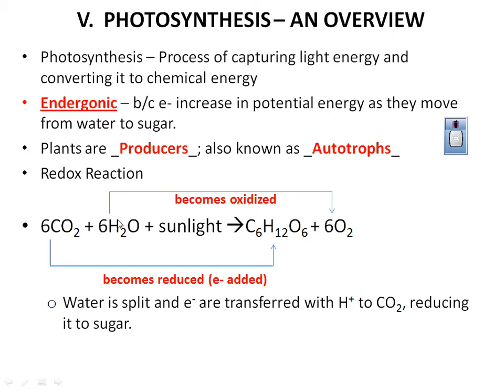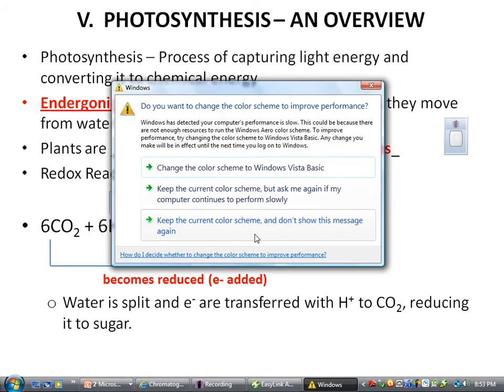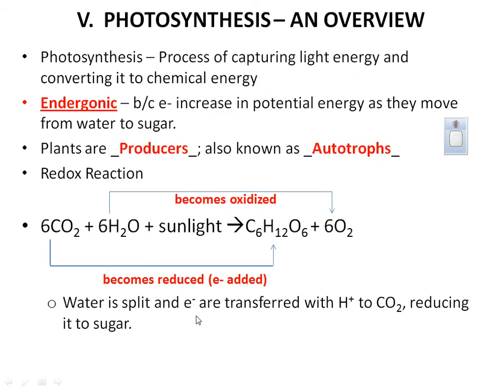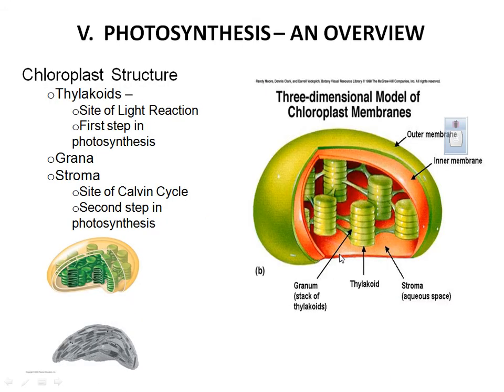The main thing that's going to happen is the splitting of water. That's going to play a huge part in our photosynthesis reaction. Water will be split, and electrons will be transferred from that water, along with some hydrogen ions, known as protons, to the carbon dioxide, reducing it to our sugar. So we're trying to form that. Anyway, that's our overview.